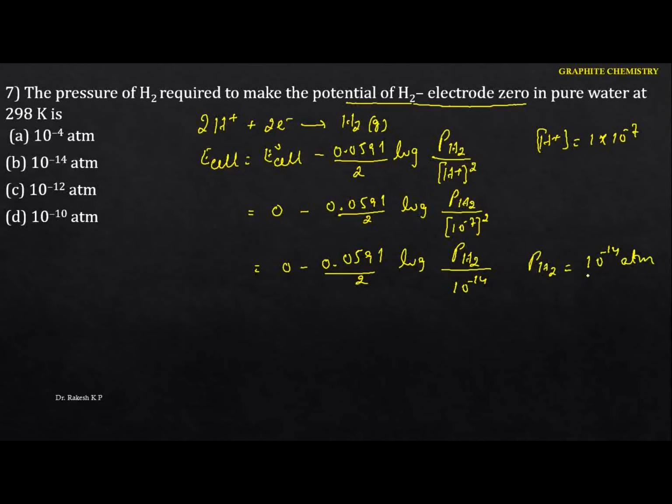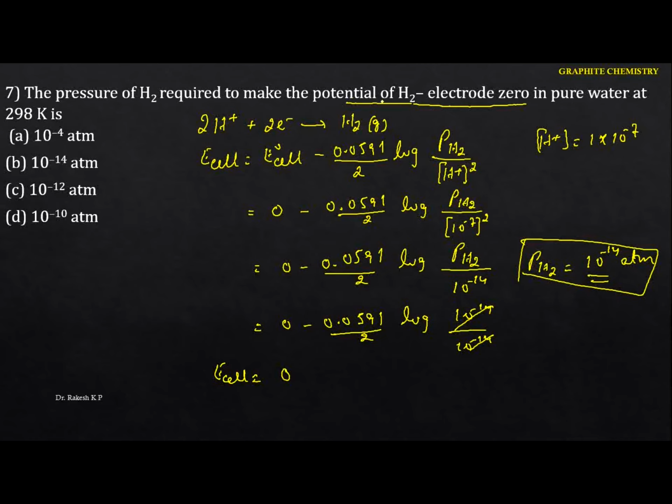That is in atmosphere. If you substitute the value here, there is 0 minus 0.0591 divided by 2 into log of 10 to the power of minus 14 divided by 10 to the power of minus 14. So this value becomes 1. Hence the E cell value you are going to get will be 0. So just identify, if you take this particular pressure, the potential of the hydrogen electrode becomes 0. That means the pressure we have to take is 1 into 10 to the power of minus 14. In this case the option is B. Okay, so next one.